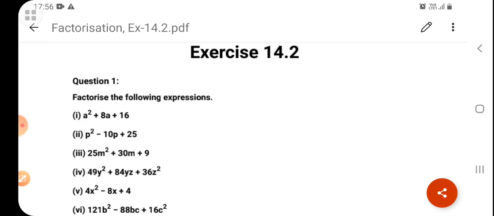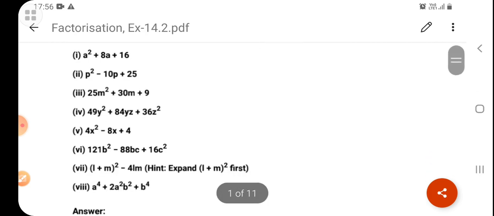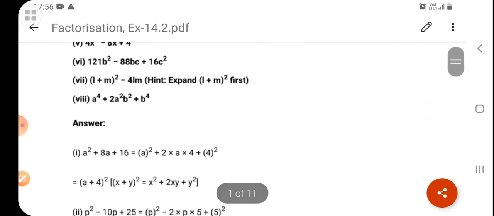These are polynomials of the two terms. Okay, these are binomials. So these have to be broken. We have to take the two common factors. Okay. So see here, a square plus 8a plus 16.